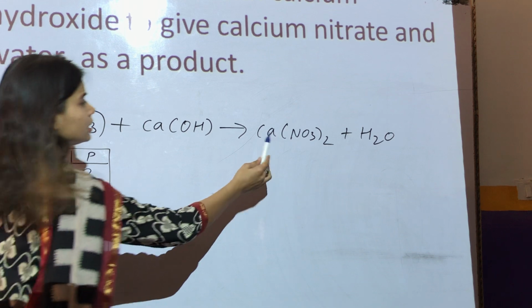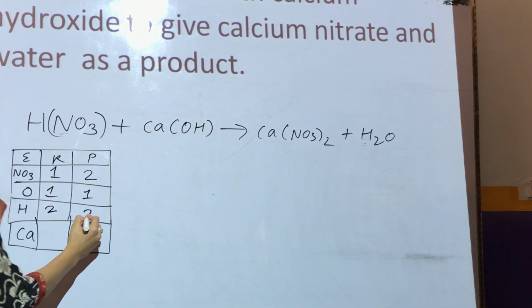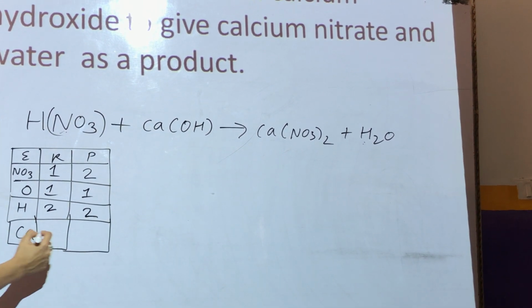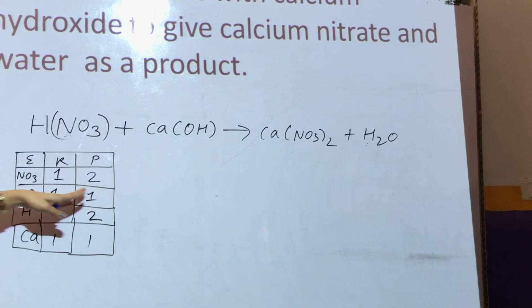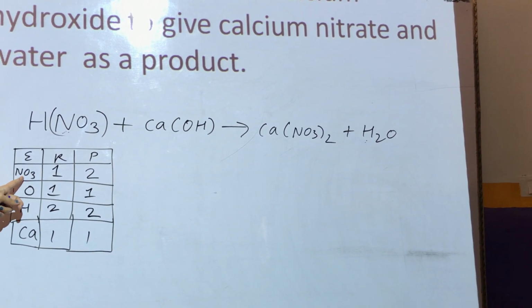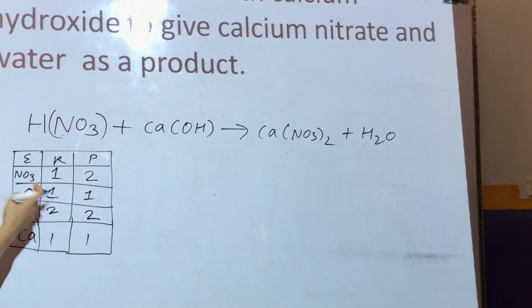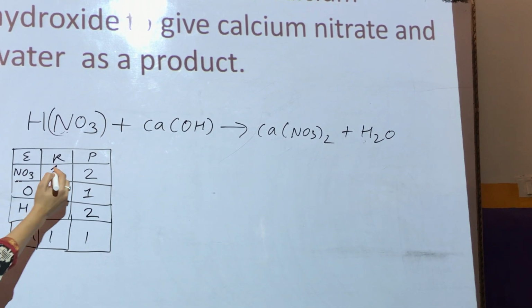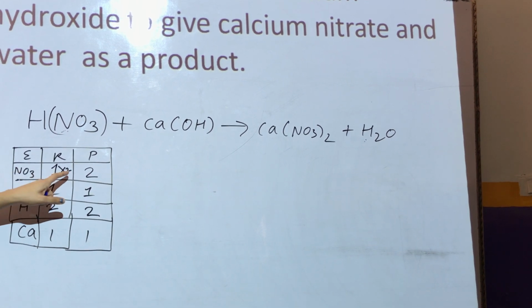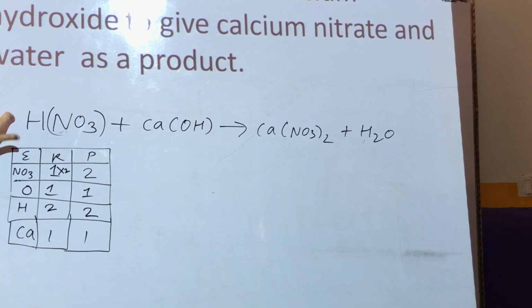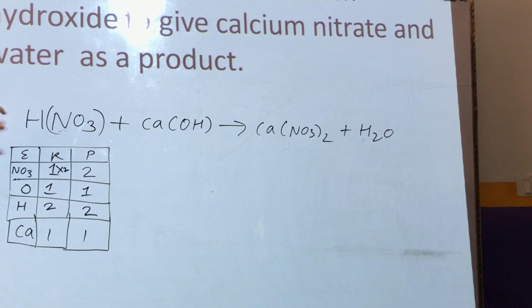There, you can see H is 2. Calcium 1 here, 1 here. So you can see that each and every atom, each and every element is balanced except the nitrate ion. So in order to balance this, we need to multiply here by 2. Once we multiply this nitrate ion by 2, we get 2 as the coefficient in the nitrate ion.